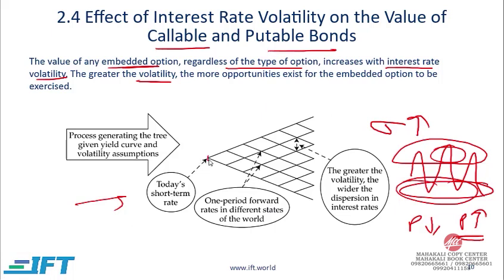There is a current short-term rate today, and when we construct the tree, we make a certain volatility assumption. And you might recall that if we make a volatility assumption of 15%, we generate a certain tree. If we change the volatility assumption to say 20%, then the tree becomes wider. In other words, these nodes become more dispersed.